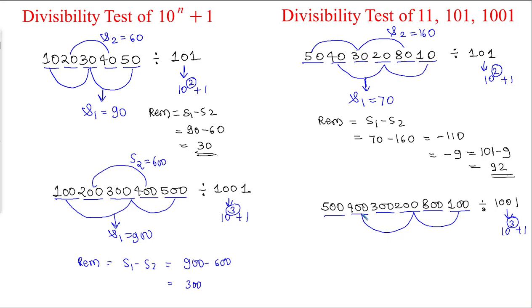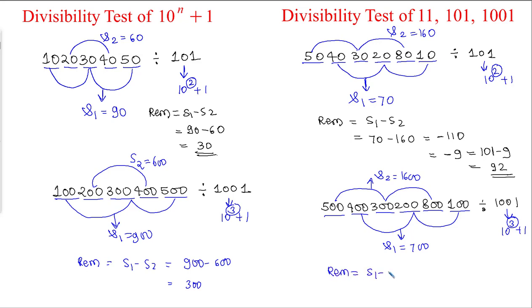So the addition of alternate groups is going to be how much? 100 plus 200 plus 400. Let's call this addition S1. That is going to be how much? 700. And add the remaining alternate groups. That addition is going to be how much? 800 plus 300 plus 500. Let's call that addition S2. That is equal to how much? 1600.